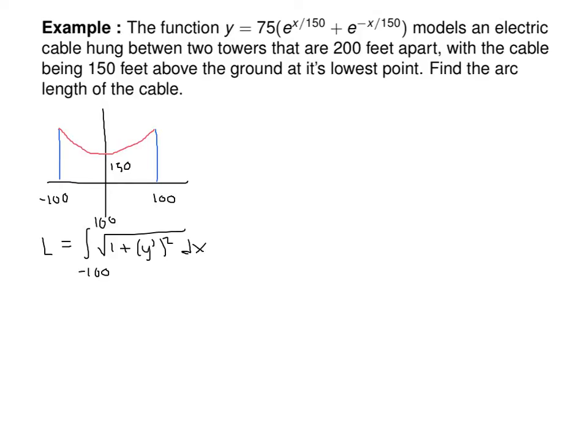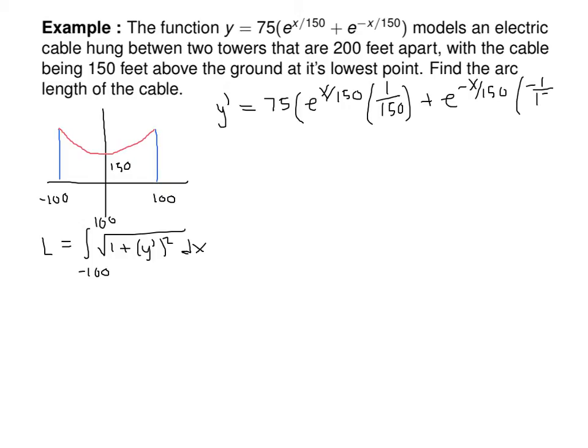So let's start off by finding y prime. So y prime will be 75 times e to the x over 150 multiplied by the derivative of x over 150, which is 1 over 150, plus e to the negative x over 150 multiplied by the derivative of negative x over 150, which is negative 1 over 150. Next, we can factor out the 1 over 150, which gives us 75 over 150, or 1/2 times e to the x over 150 minus e to the negative x over 150.